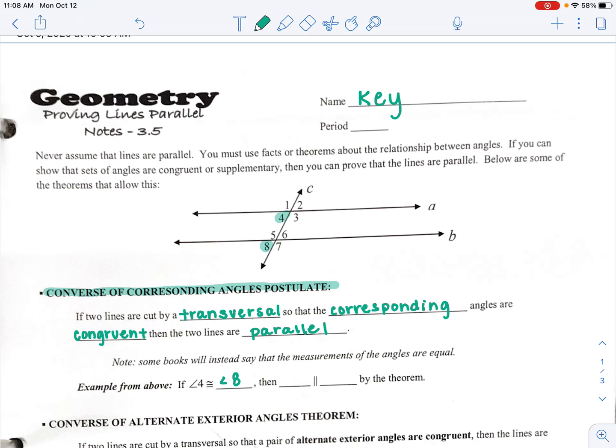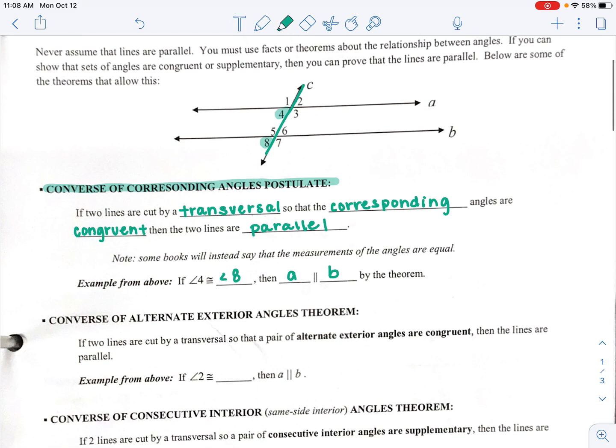So you're looking to figure out which lines are parallel. You look at that transversal C. What 2 lines is C going through? C is going through line A right there, and line B right there, so A is parallel to B.